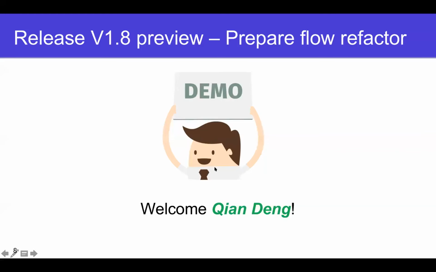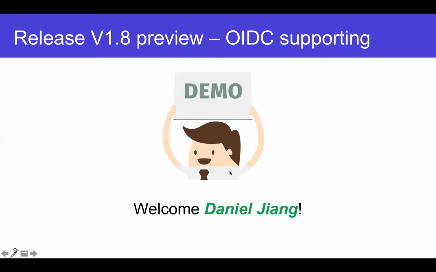Okay, thanks, Steven. As there are no questions for the prepare flow refactoring, let's move to the next part. The next part is the OIDC support. From the analysis report, we can see it's also an expected new feature from the community. So I'd like to invite Harbor core maintainer Daniel Jiang to give us a demo about this part. Daniel, it's your time.